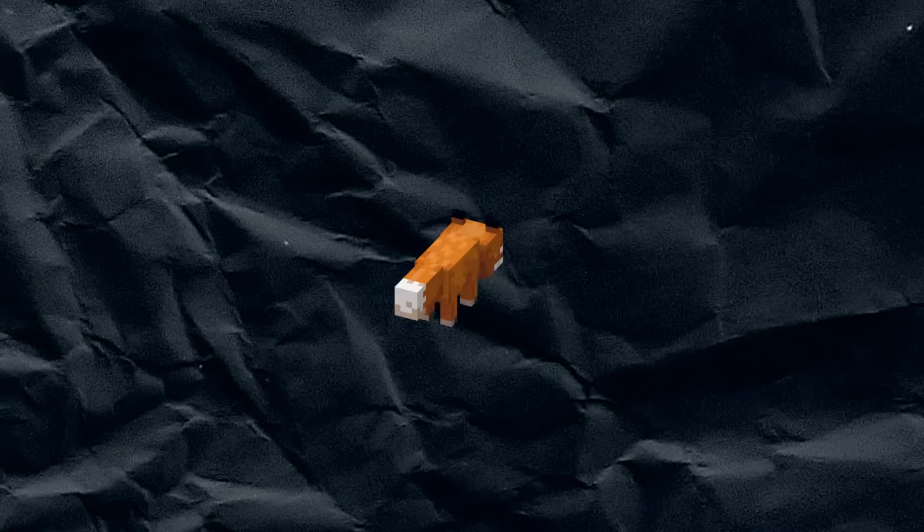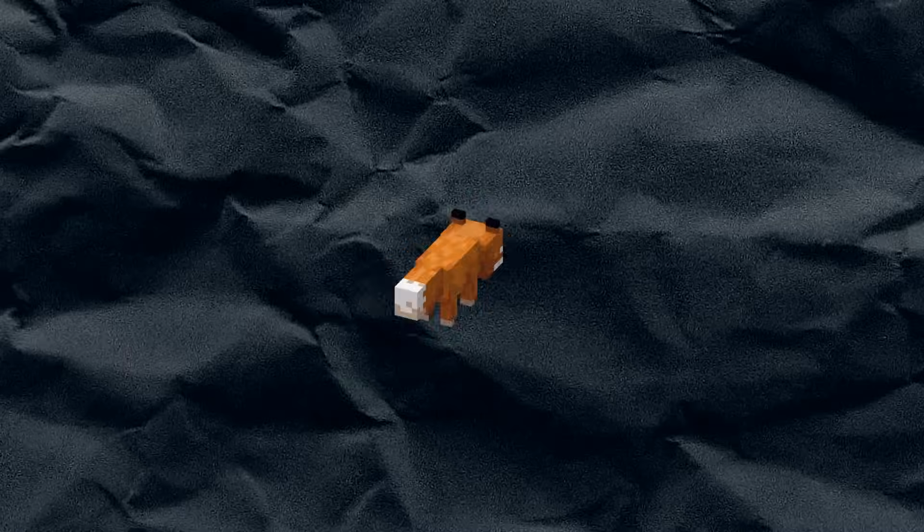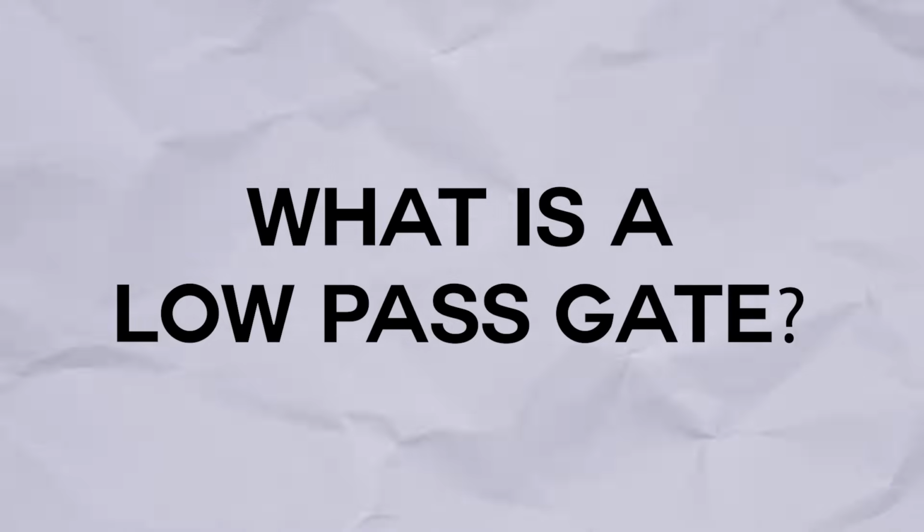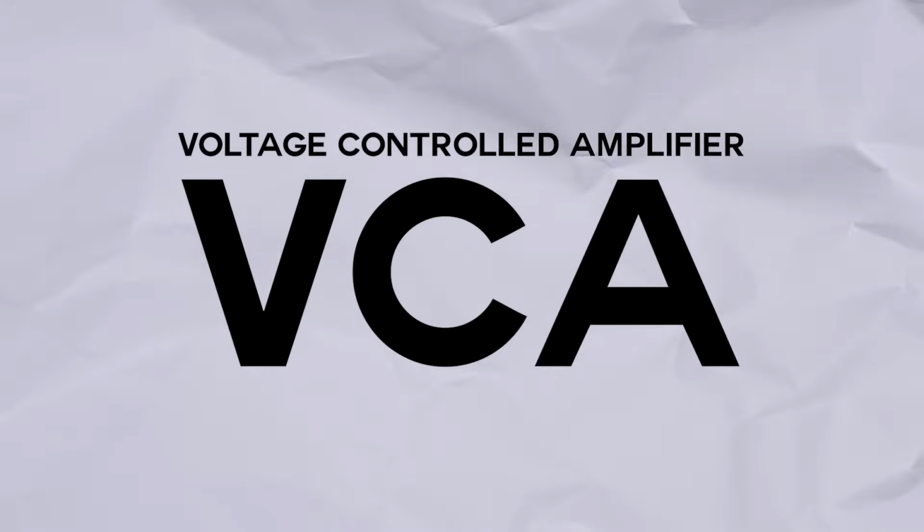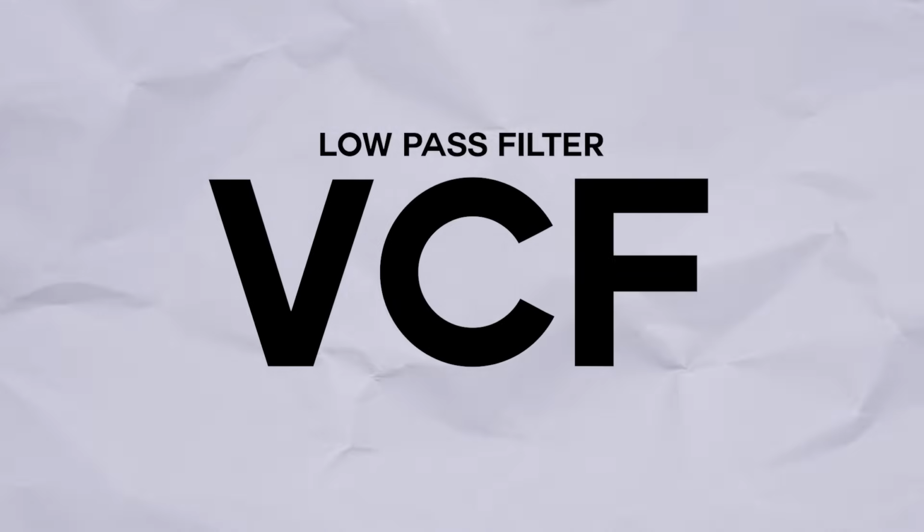Check the chapter markers if you want to jump around to maybe just the audio demos, but otherwise, let's start talking about the history of the low-pass gate. So what is a low-pass gate? Well, it combines a voltage-controlled amplifier, otherwise known as a VCA, with a low-pass filter.